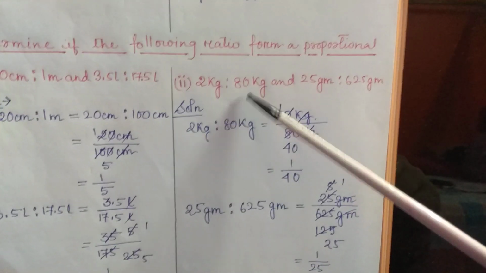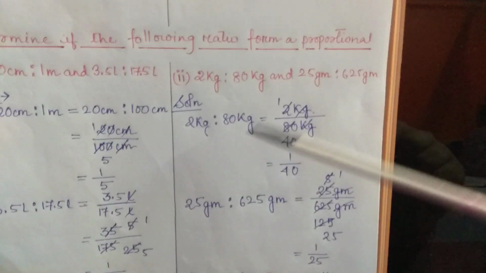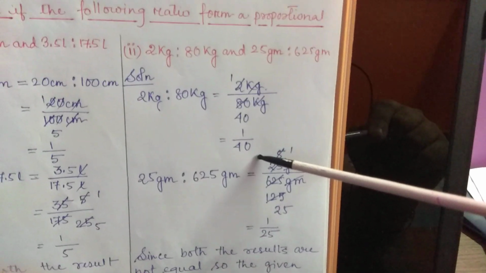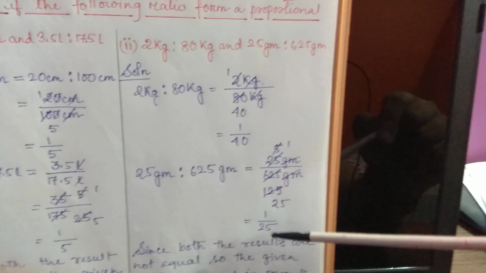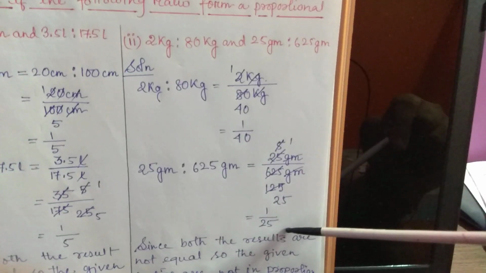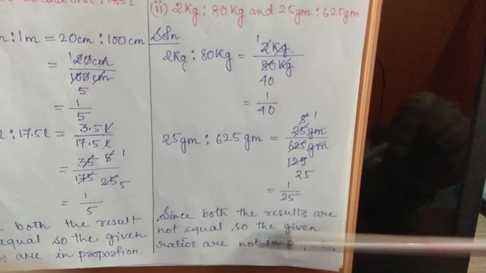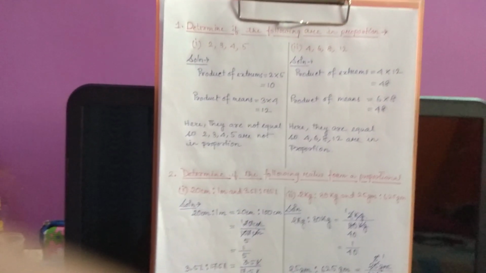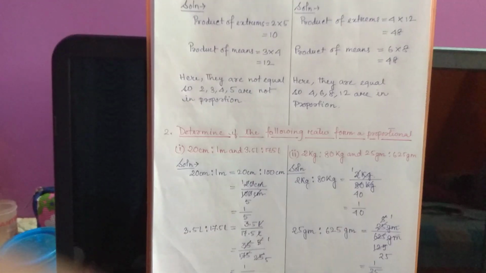2 kg is to 8 kg and 25 gram is to 625 gram. In a similar way, I have simplified. I have got the result as 1 by 4 in the first case, and in the second case, I have got the result as 1 by 25. So both are different. So what can we say? Since both the results are not equal, the given ratios are not in proportion. So these are the two ways in which we can find out whether the given numbers or the given ratios are in proportion or not.